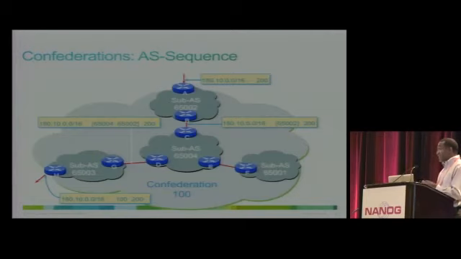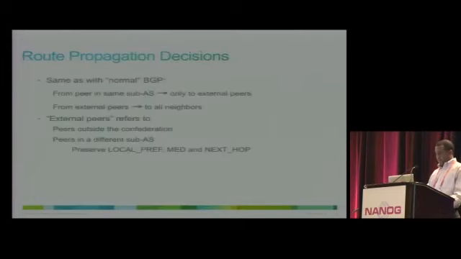But there will be confederation AS paths, the AS paths, as you can see here, 65002 and so on. But when it is advertised to external routers, that will be removed. That's only for internal within the confederation. So the route propagation decision is pretty much the same, except that the local preference, MED, and next hop are kept as they are.